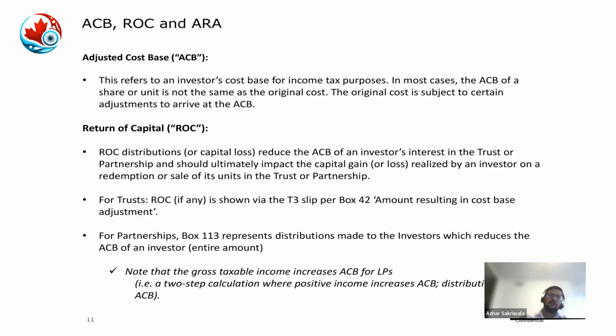Coming on to return of capital. Any distributions that are made by the partnership to its partners are considered to be a return of capital. So return of capital is basically a grind down or a reduction in the total investment in the asset. For trusts, the return of capital is shown in box 42, but for partnerships, any distributions are reported in box 113.